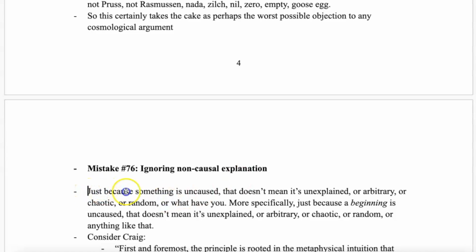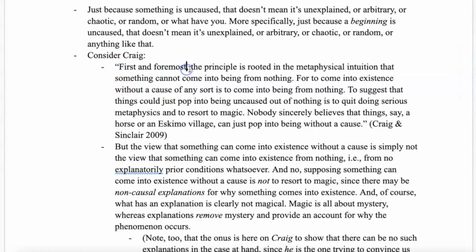So yeah, as I say here, just because something is uncaused, that doesn't mean it's unexplained or arbitrary or chaotic or random or what have you. More specifically, just because a beginning is uncaused, that doesn't mean that it's thereby unexplained or arbitrary or chaotic or random or anything like that. Craig, for instance, makes a mistake pretty similar to this mistake here.